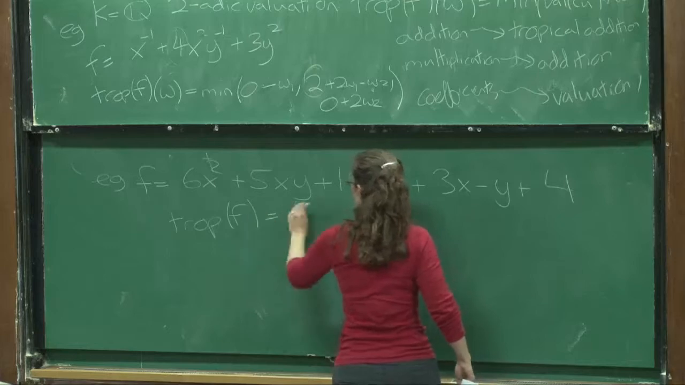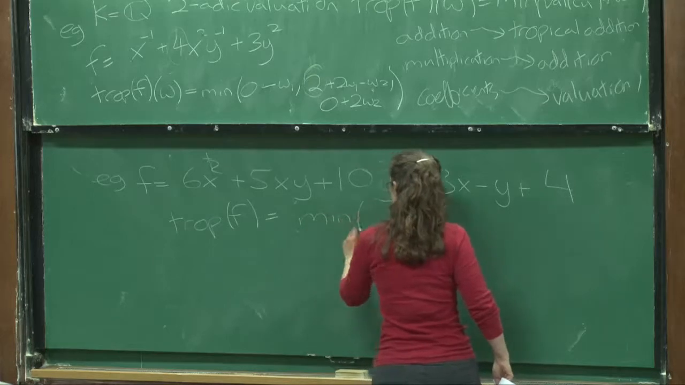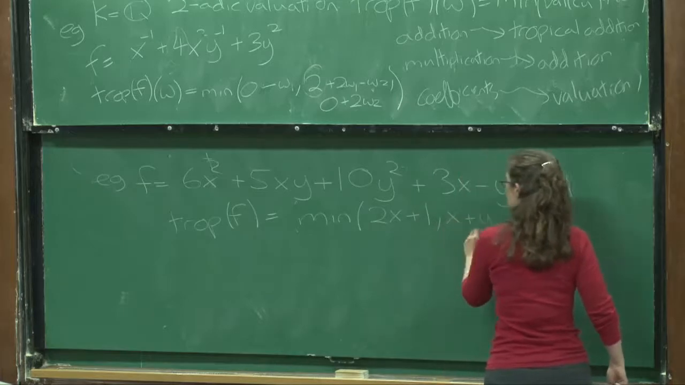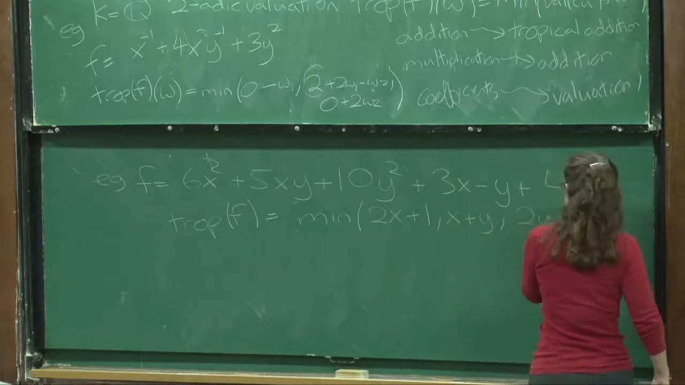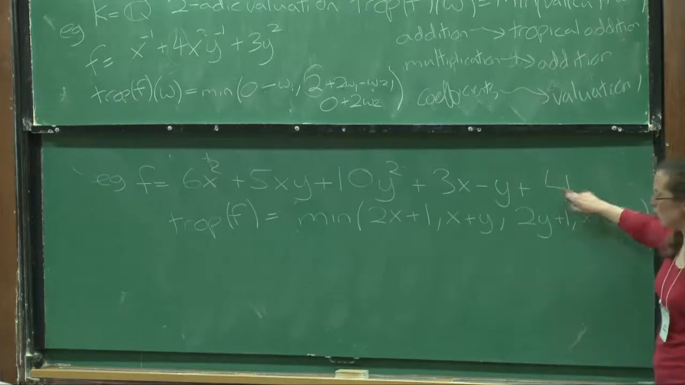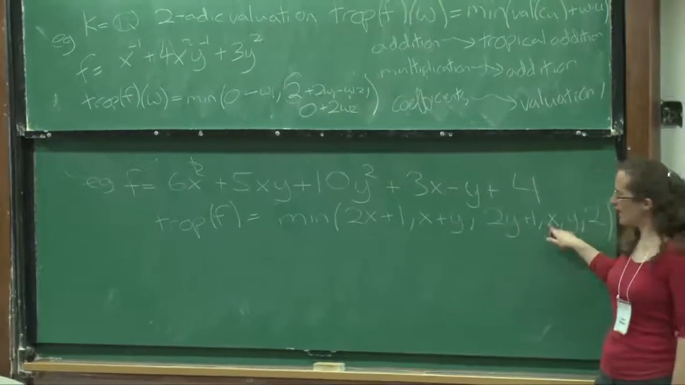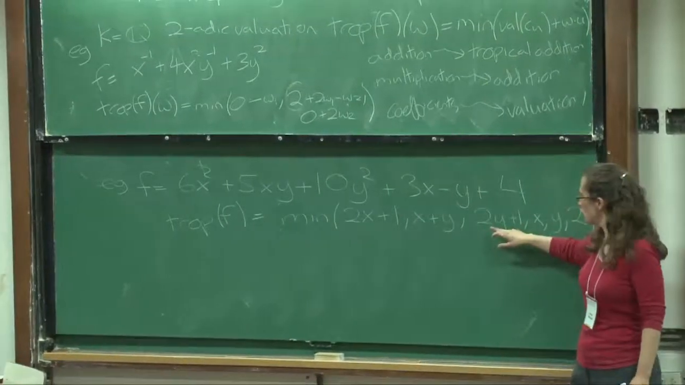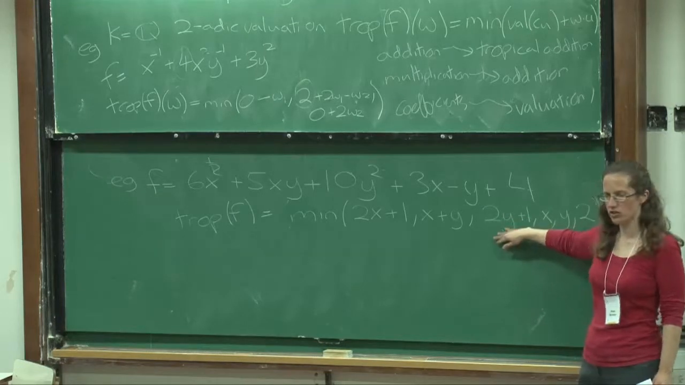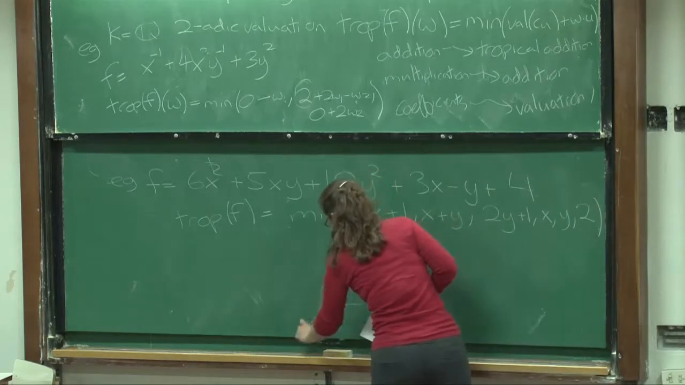So let me just write it as a polynomial in x and y. It's going to be the minimum of 2x plus 1, x plus y, 2y plus 1, x, y, and 2. Okay, so the 4 turned into a 2, minus y turns into y, 3x turns into x, 10y squared turns into 2y plus 1. The 10 turns into the 1, the y squared turns into the 2y. And if we draw a picture of that, the domain looks like this.